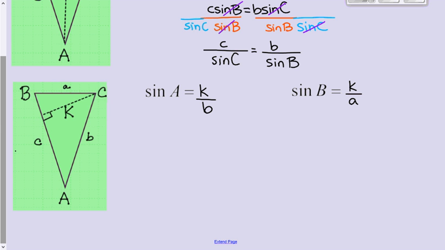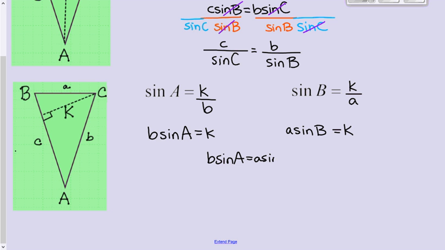And what I'm going to do is multiply both sides of the first equation by b to get k by itself, and multiply both sides of the second equation by a to get k by itself. And since k equals one thing and k equals another, we can set those two things equal to each other. And then we can divide both sides of the equation by sine of a, and divide both sides of the equation by sine of b, just like I did in the previous part.